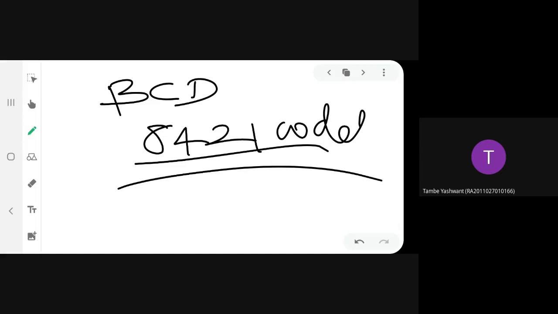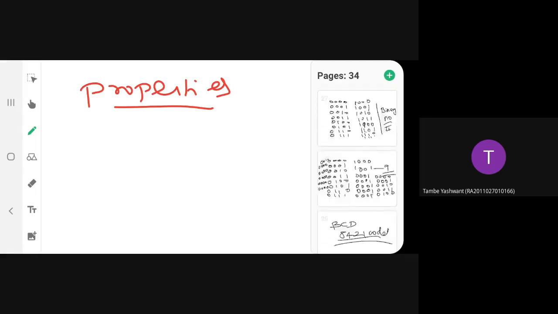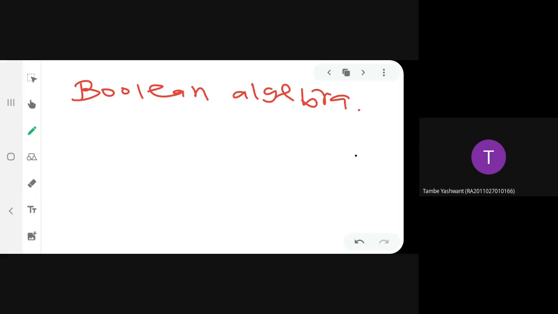BCD, or what is other? Binary coded decimal. Okay, next we will do Boolean algebra. This also you must have studied in your lower class, again with the operations between zeros and ones only. So binary addition and multiplication, same way here also.